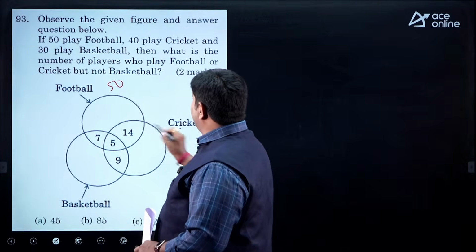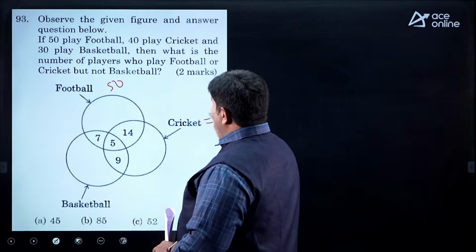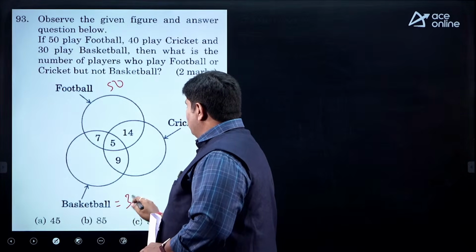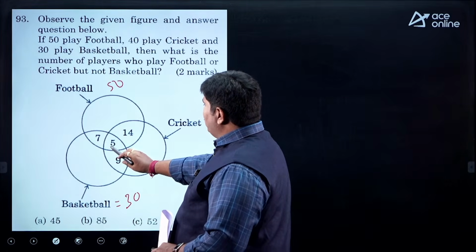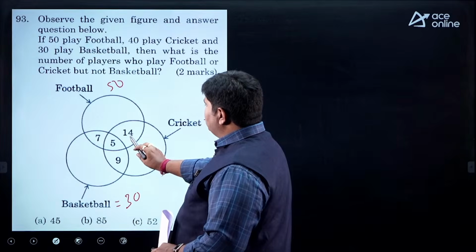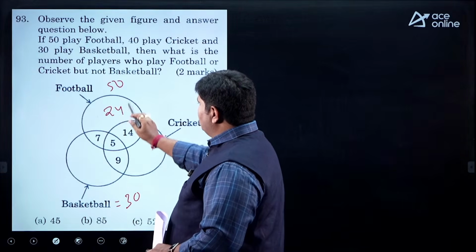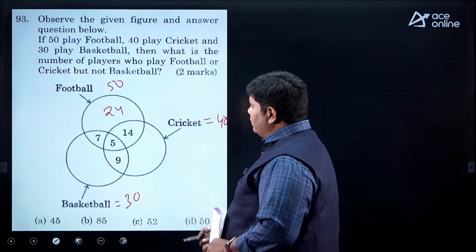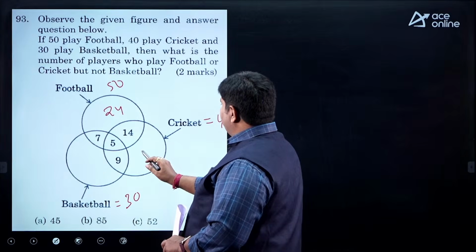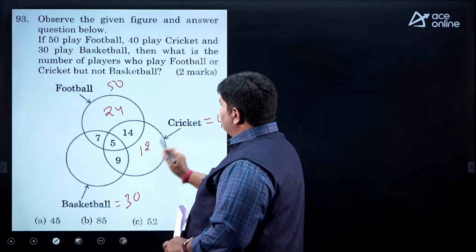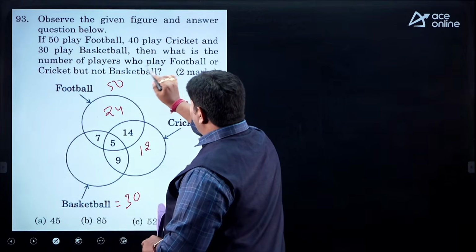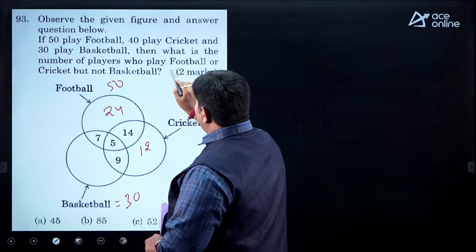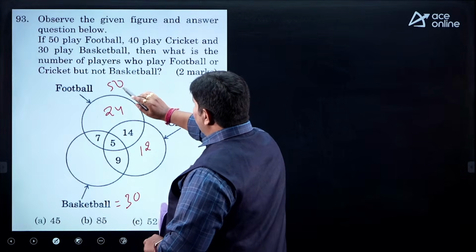Next, football 50, cricket 40, basketball 30. 4 plus 5 plus 4, 12, 26. This one 24. Next, cricket 40, 14, 28. Then 12. Then what is the question? What is the number of players who play football or cricket but not basketball?